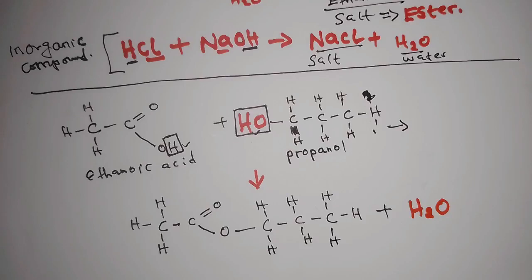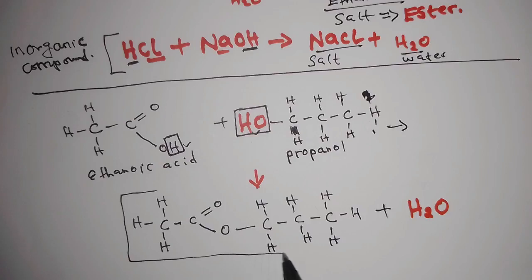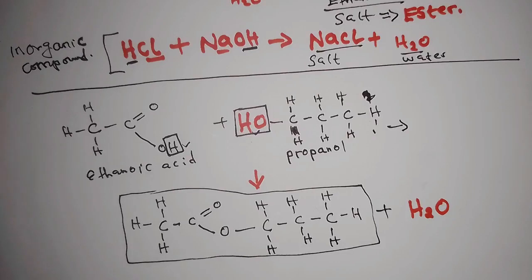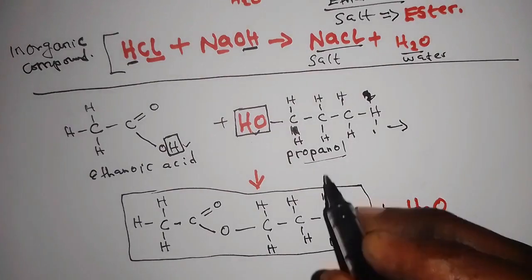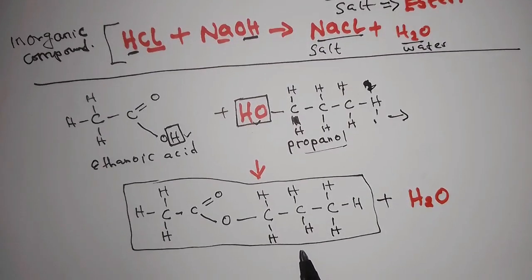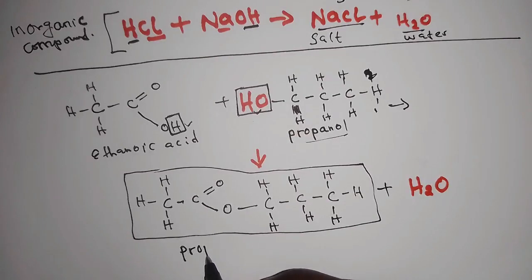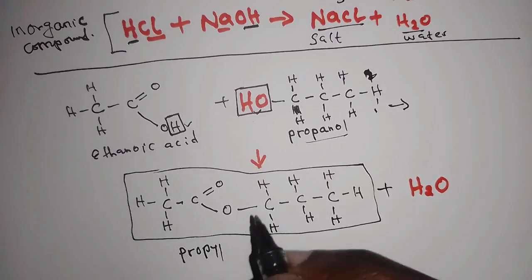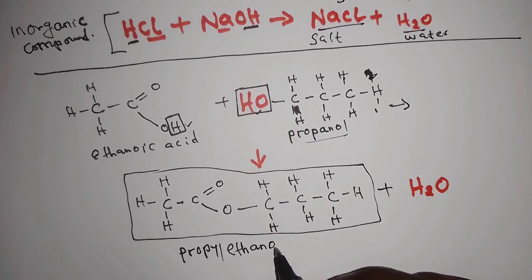So from there, now we can name this compound. So how do you name this thing? When you're naming this one, you always start with the alcohol part. The alcohol part is propanol, so we're going to use propyl. And then you end with the acid part. So propyl ethanoate.